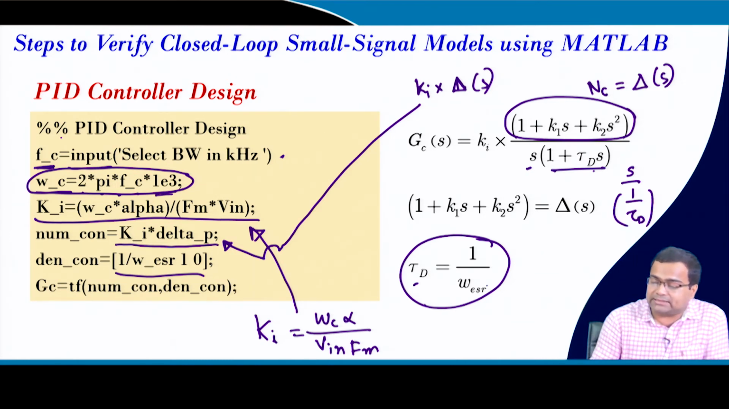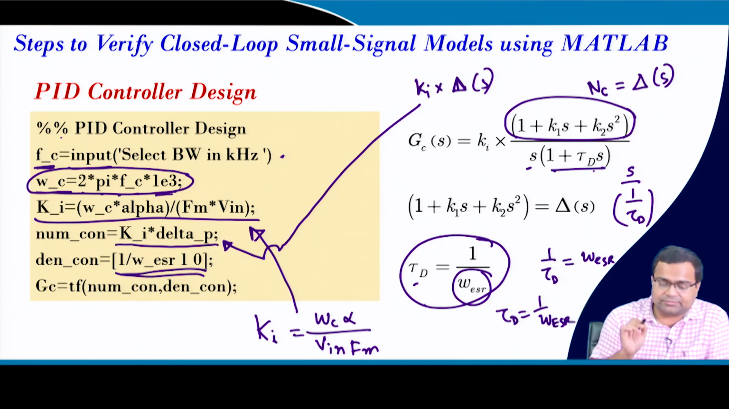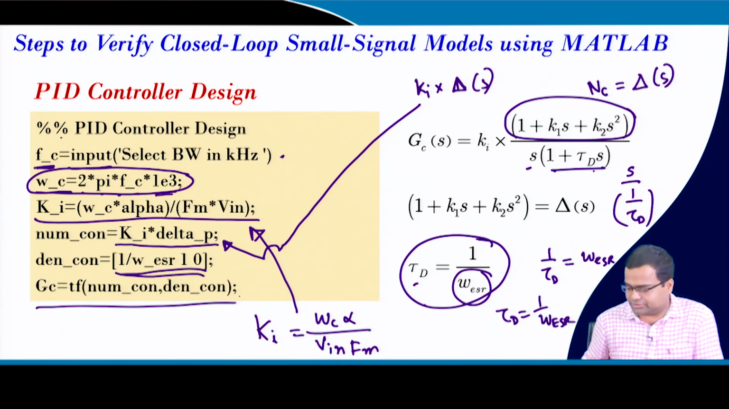So, the tau d is ESR 0, because we want to cancel, that means we are taking 1 by tau d to cancel ESR 0. So, here tau d is nothing but 1 by ESR 0. So, this is exactly here, and then the controller transfer function.